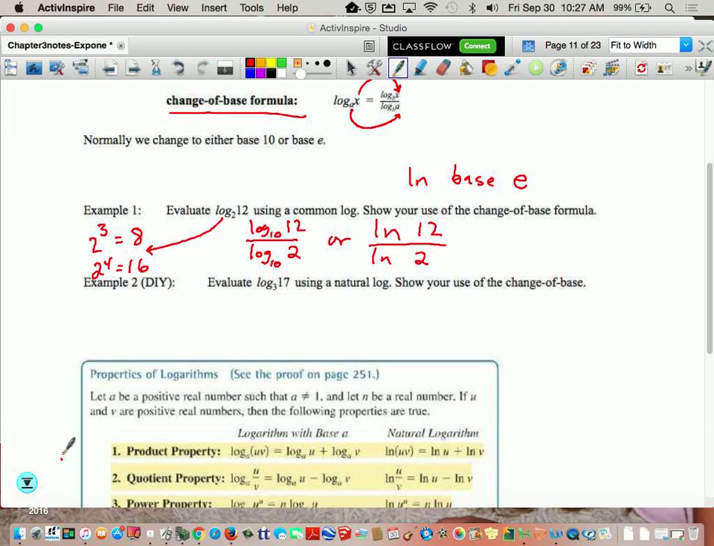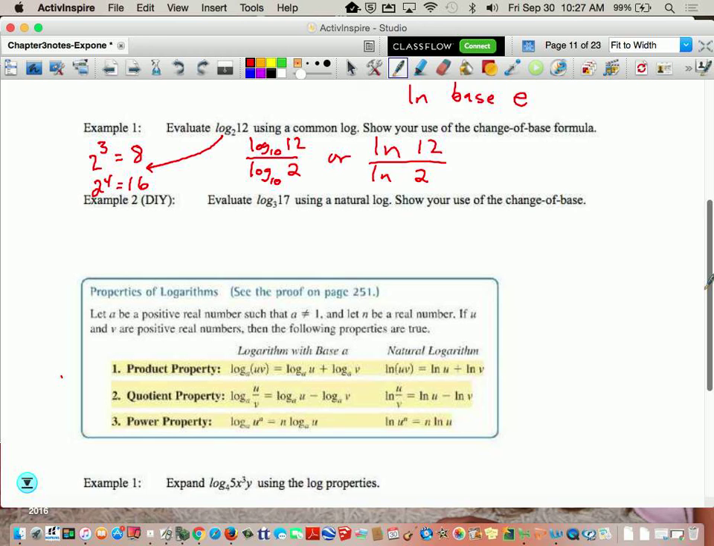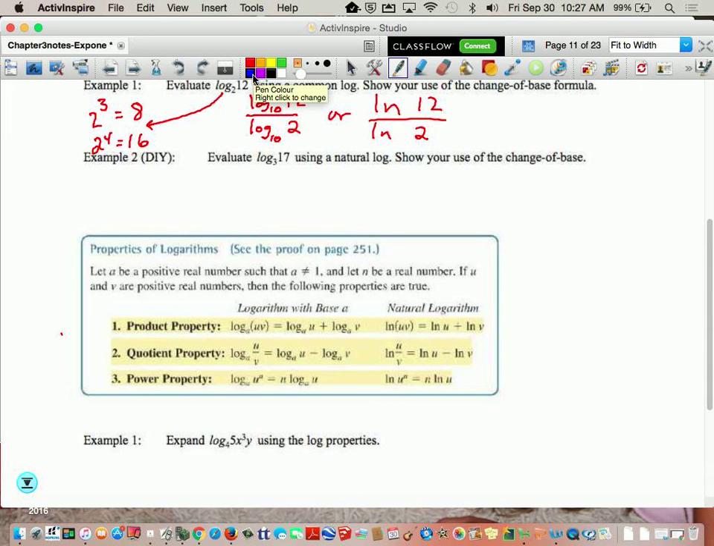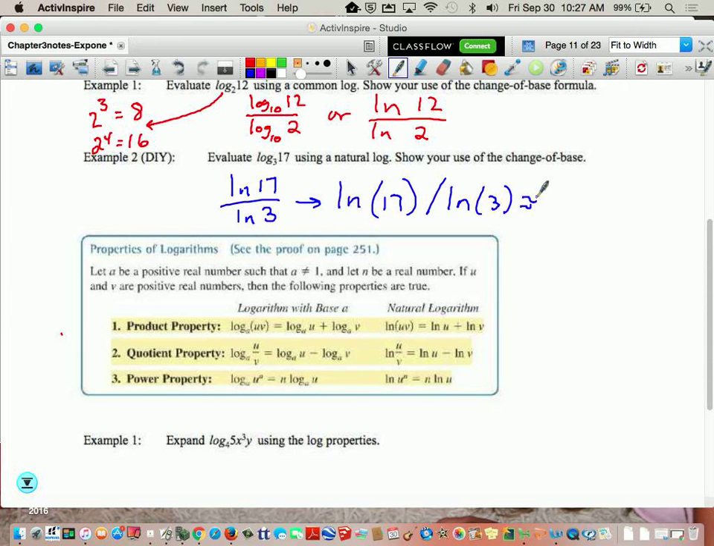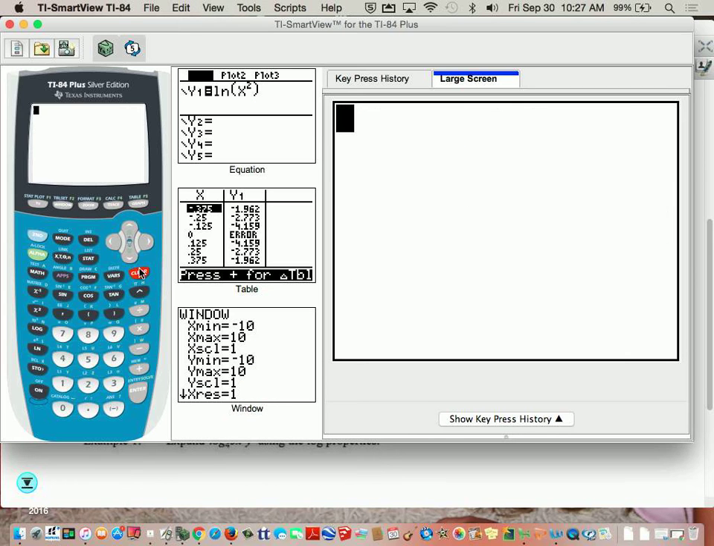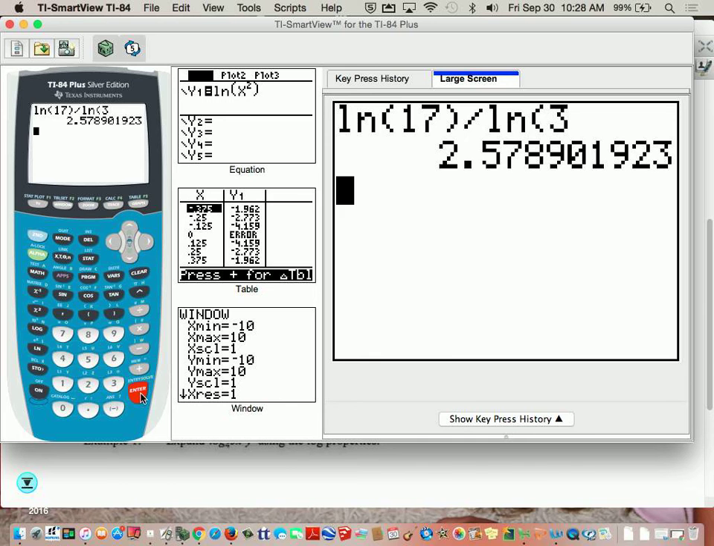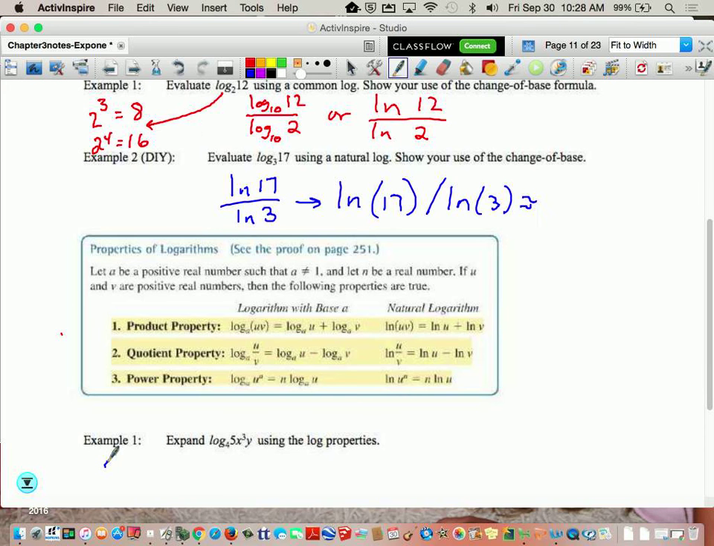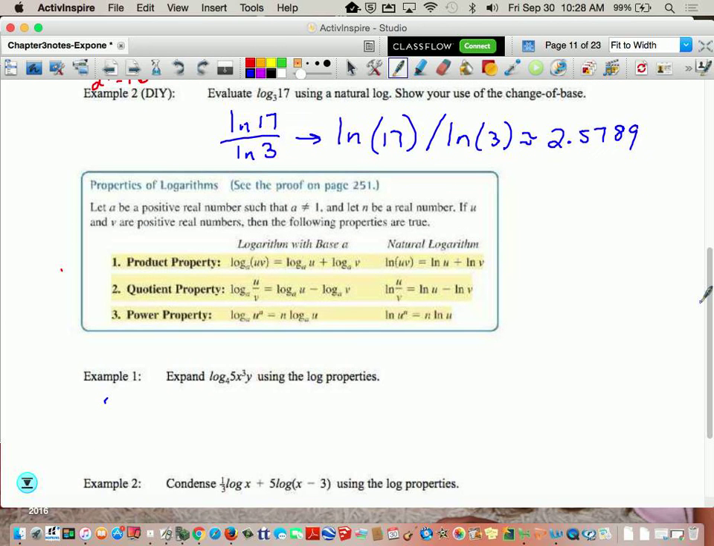So if you want to try this one, pause the video and try log base 3 of 17, see what you get, and then I will do the problem. So bringing it back now, I tend to always just write ln of 17, ln of 3. So again, when you go to your calculator, type in ln of 17 divided by ln of 3, and then you can write down your decimal. So again, it doesn't matter, but ln of 17 divided by ln of 3 is 2.5789.